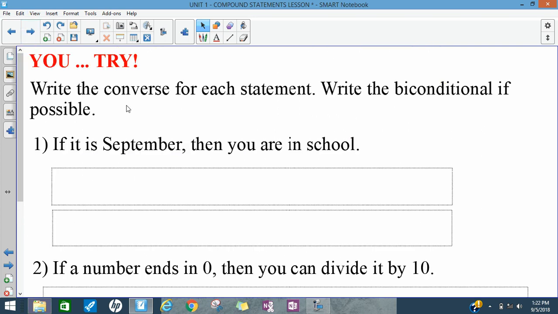So here's when I want you to pause the lesson. For sure, pause it right now. And I want you to try these two problems. Write the converse for each of them. And if the conditional statement and the converse are both true, write the biconditional statement, the if and only if statement.